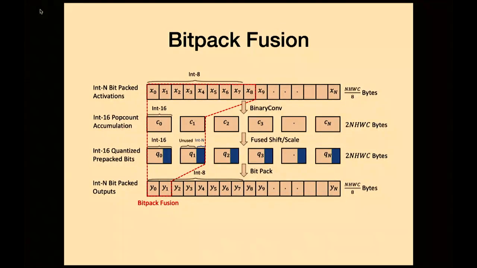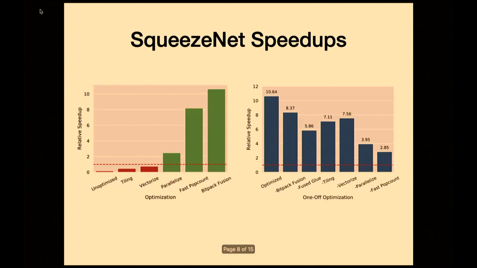But by fusing the layers so that we pack directly within a tile, you can cut down the number of bytes used by a factor of 16. So this is like a huge memory saving that might be really valuable on microcontrollers, and also gives you some speed. So quick speedups.